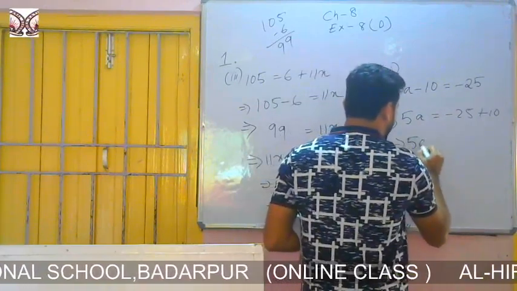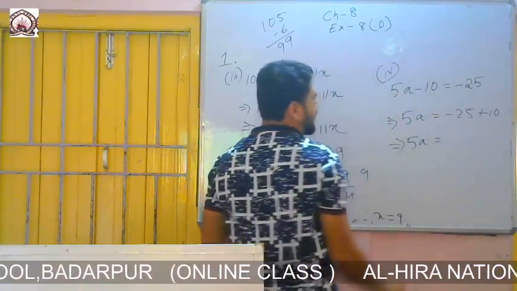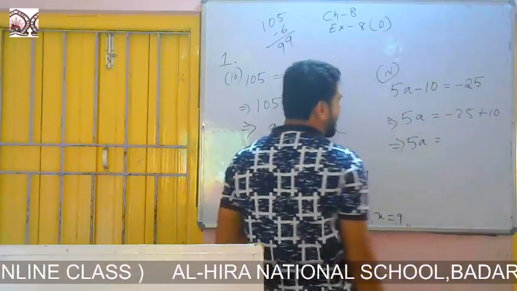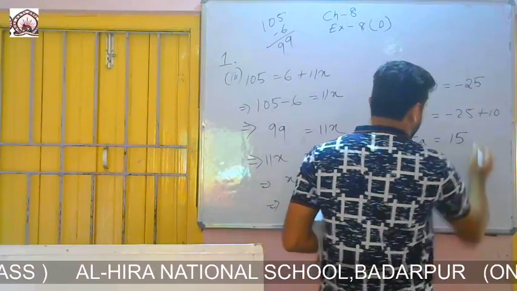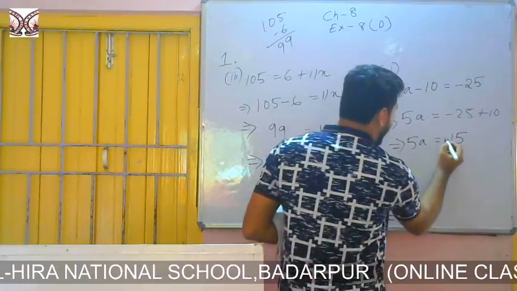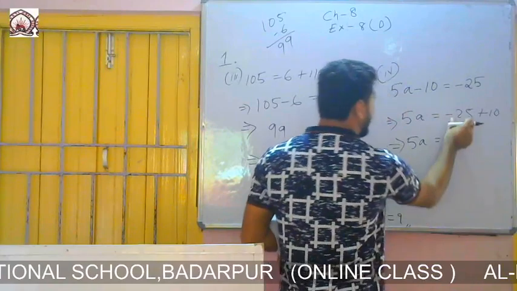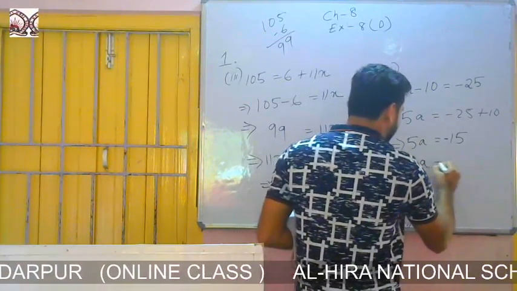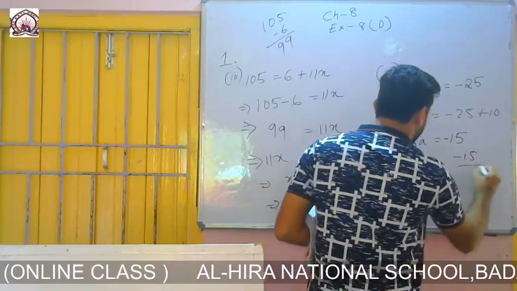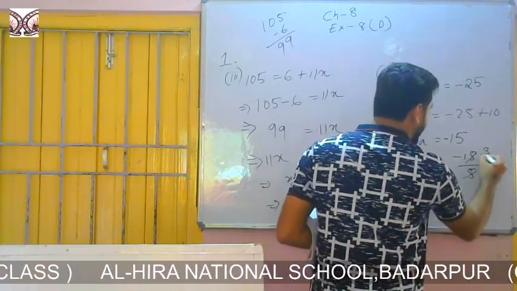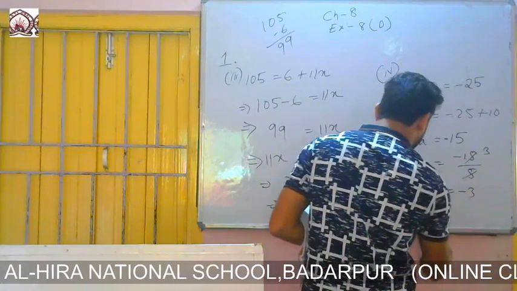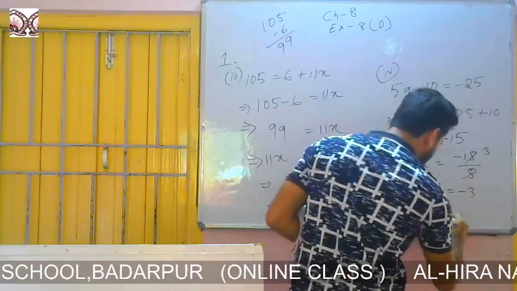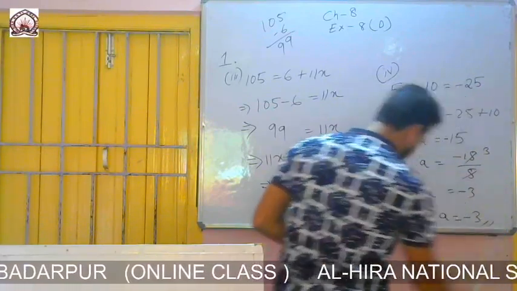Then 5a equals, I can write 25 minus 10, that means if I subtract, then I will get 15. But I'll put minus because 25 is greater. So I can write a equals minus 15 by 5. Then 5 3s are 15. So the answer is minus 3. That means a equals minus 3. That is the answer.